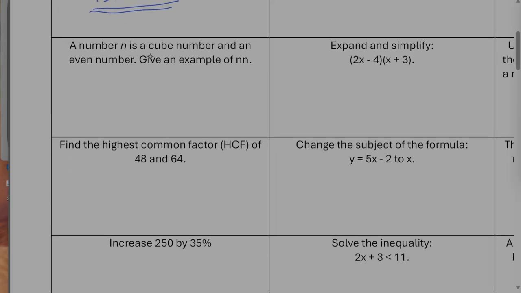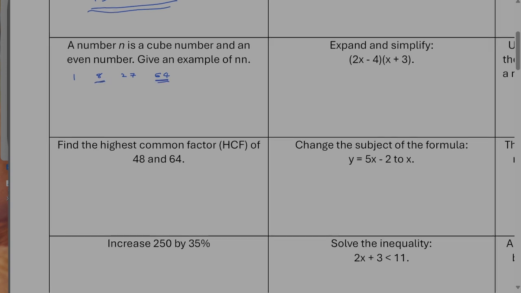A number n is a cube number and an even number. Give an example of n times n, or n squared. Right, so if n is a cube number, if we think about our cube numbers, 1 cubed is 1, 2 cubed is 8, 3 cubed is 27, and then 4 cubed is 64. So we're after an even version as well. So those are my two first ones. There will be others.